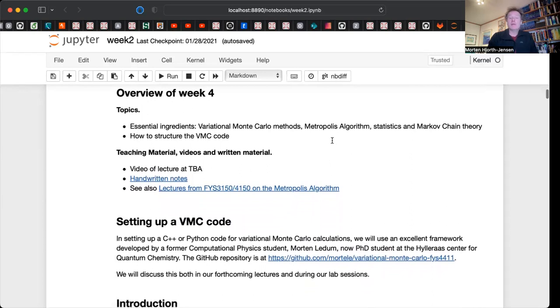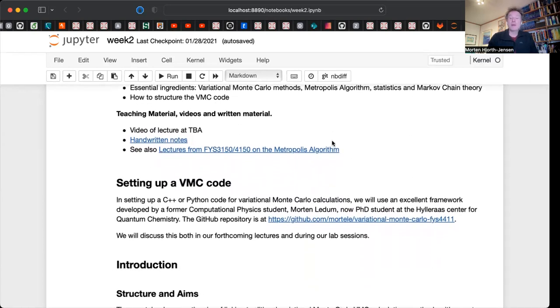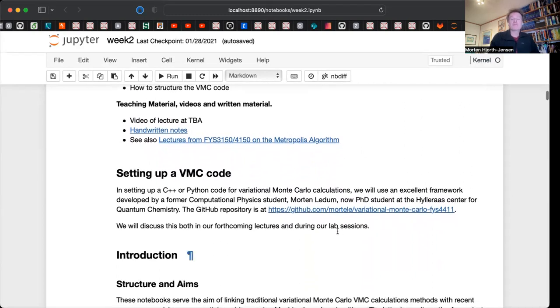Last week, we discussed some of the basic ingredients which are needed if we want to establish a variational Monte Carlo program. In setting up a C++ or Python code, which we will practice during the lab sessions, we have an excellent framework developed by a former student, Morten Ledum. This framework is available at this GitHub address, and we also discussed it last week during the lab sessions.